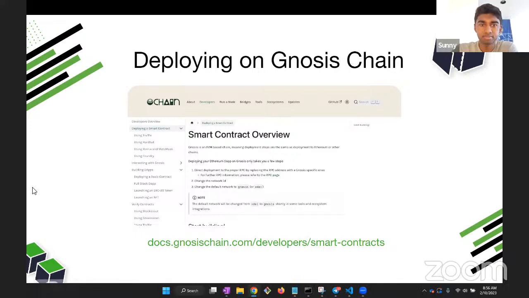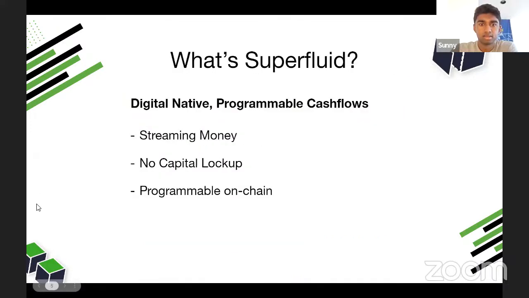Sounds good. Yep. And so let's get right into the conversation of what Superfluid is. So Superfluid basically is a smart contract framework that allows you to accomplish digital native and programmable cash flows. So when we talk about programmable cash flows, we typically describe that as money streaming. This is the real-time and by-the-second movement of value between accounts on the blockchain. Right, and this is accomplished with no capital lockup.